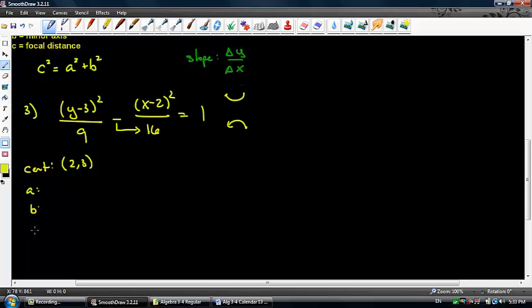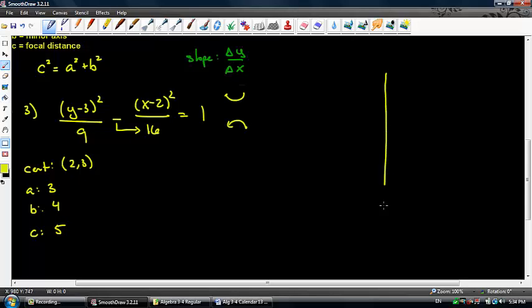A, B, and C. Well, A is the major axis. A is going to be 3. The minor axis is going to be 4. Now again, that can be a little off-putting at first, but the hyperbola is one of those strange conic sections where the minor axis can be longer than the major axis, so keep that in mind. C is going to be the sum of those two, so that's going to be 5. 9 plus 16 is 25, square root of that is 5.